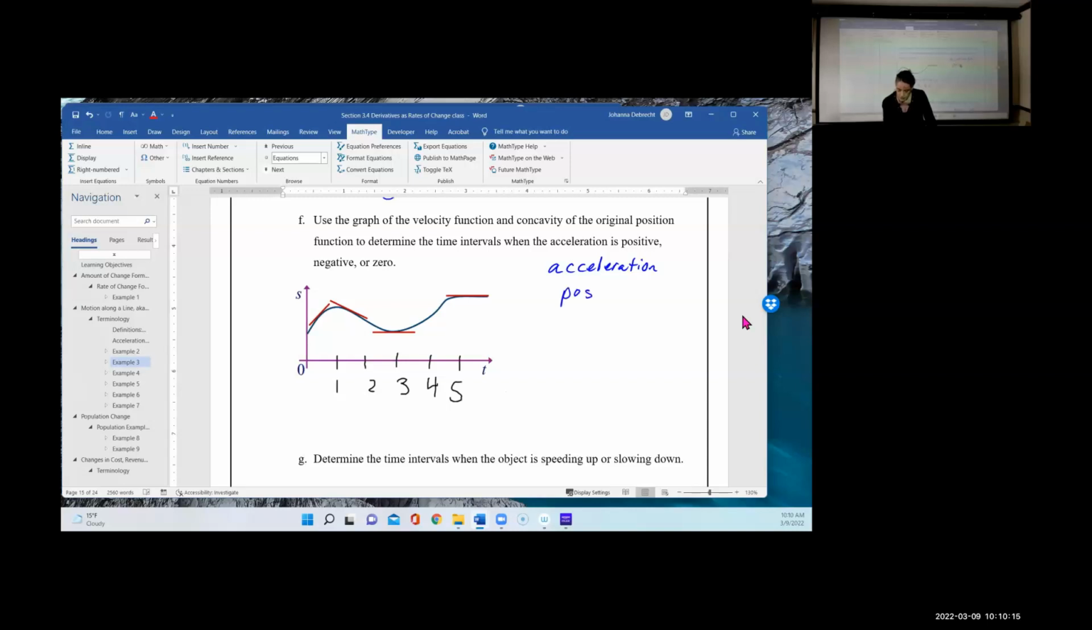So positive when it's concave up, and we said our points were somewhere in here and here. And the inflection point is where that concavity changes. So between 2 and about 4.5, it's concave up. So that's positive acceleration. And then again, for the negative, where is it concave down?